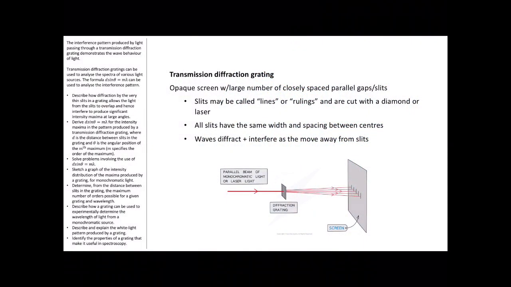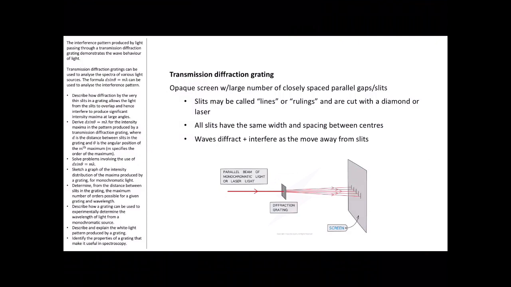So I'll start with the learning intentions for this section. The interference pattern produced by light passing through a transmission diffraction grating demonstrates the wave behaviour of light. Transmission diffraction gratings can be used to analyse the spectra of various light sources, and the formula d sine theta equals m lambda can be used to analyse the interference pattern.